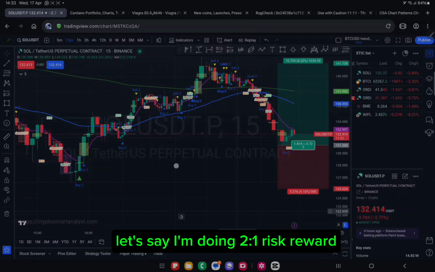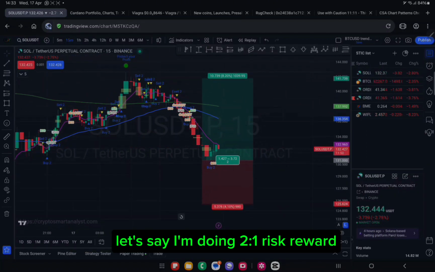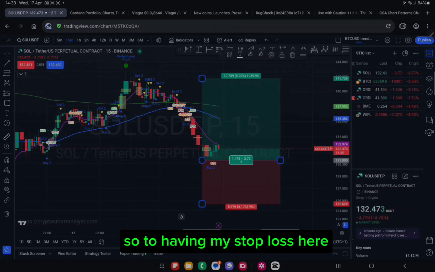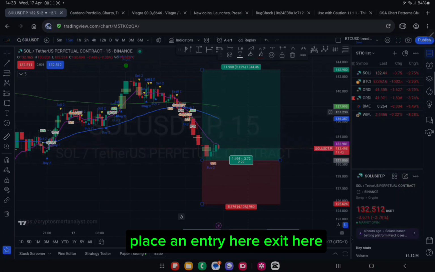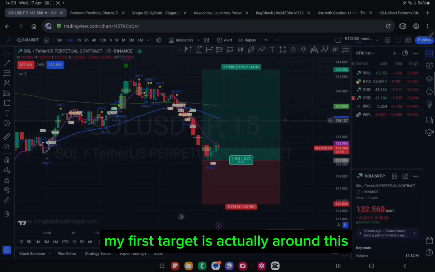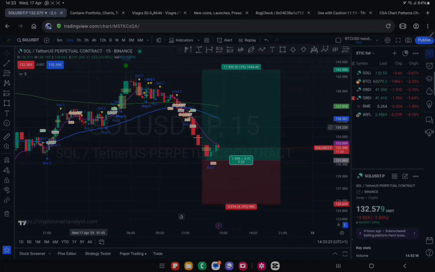And let's say I'm doing 2:2 here. I'm having my stop loss here. I place an entry here, I exit here. And one of the things I tend to do, my first target is actually around this. Like I said, I didn't explain this.